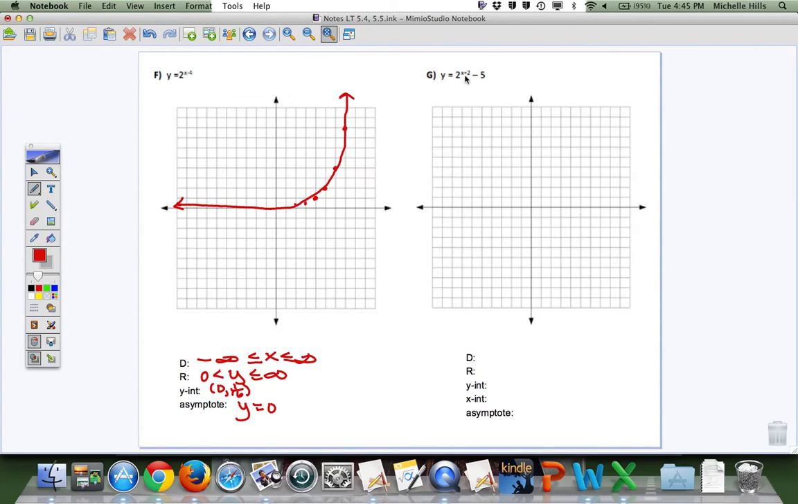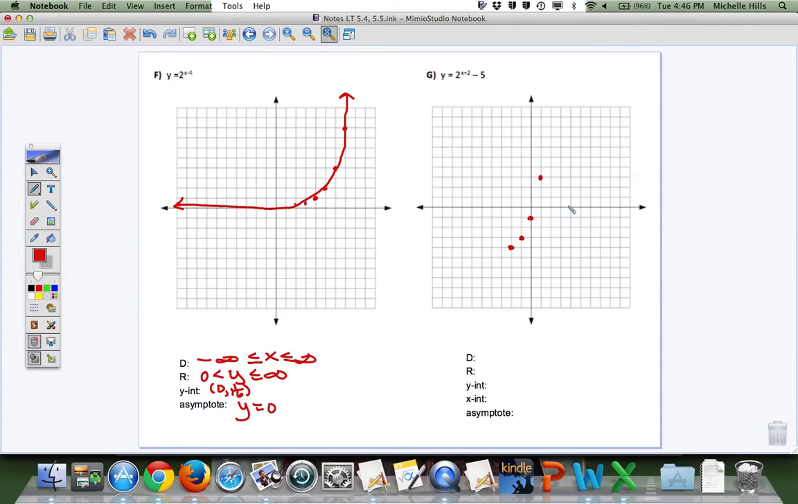So I'm noticing this is going to go left 2 because of the x plus 2 and down 5. So again, normally 2 to the 0 power is 1, but I'm going to go left 2 and down 5. 2 to the first power is 2, but go left 2 and down 5. 2 squared is 4, but go left 2 and down 5. 2 cubed is 8, but go left 2 and down 5.